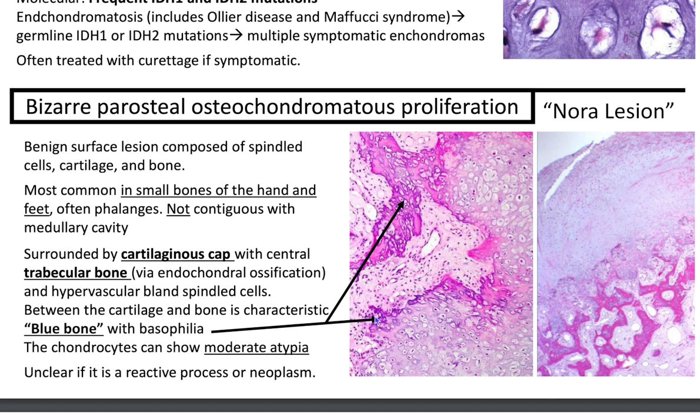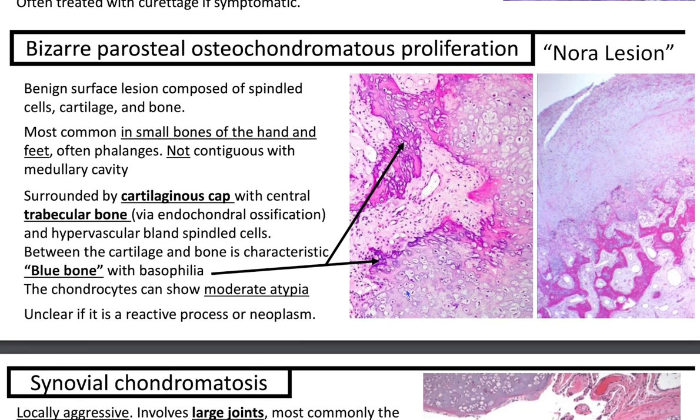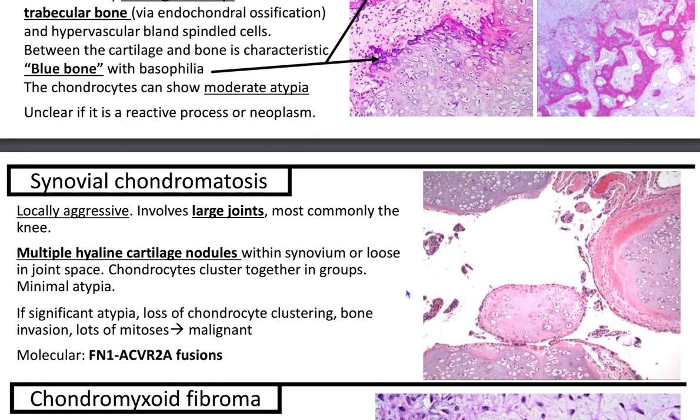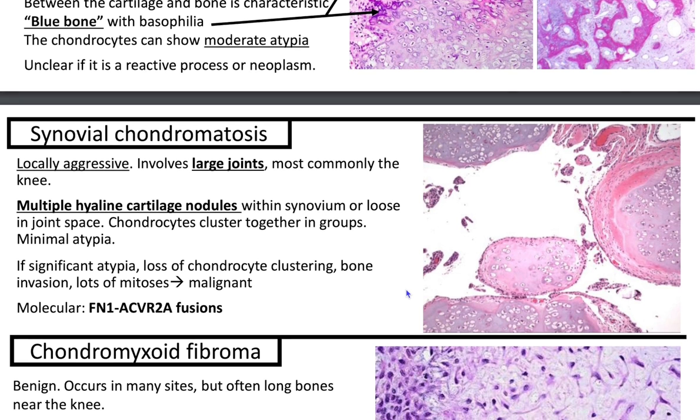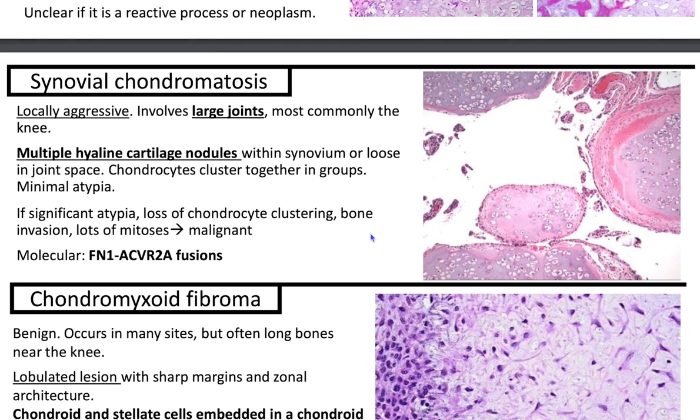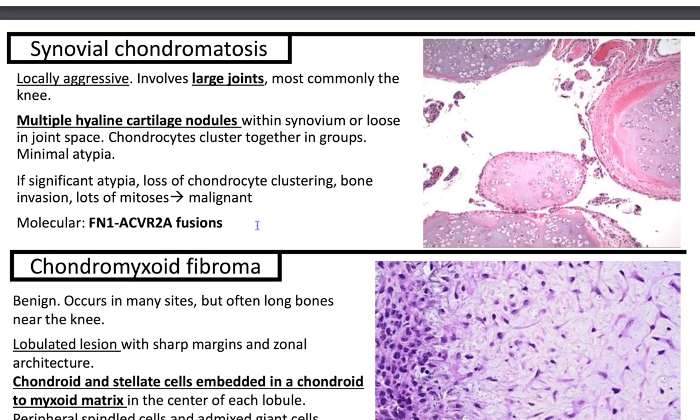You can see that blue bone with basophilia. It's also in the small bones of the hand and feet, not contiguous with your medullary cavity. You can have synovial chondromatosis. You'll see these multiple hyaline cartilage nodules within synovium or loosened joint space. They have a chance of becoming malignant.